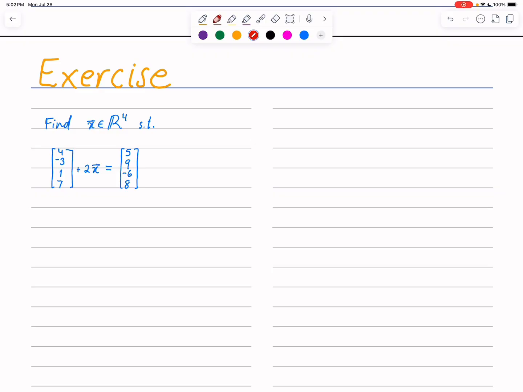So if we have what is effectively a vector, but for now we should probably call it a list, a list of length 4 of real numbers. That's what x is. And it satisfies this equation, and we're going to solve for x.